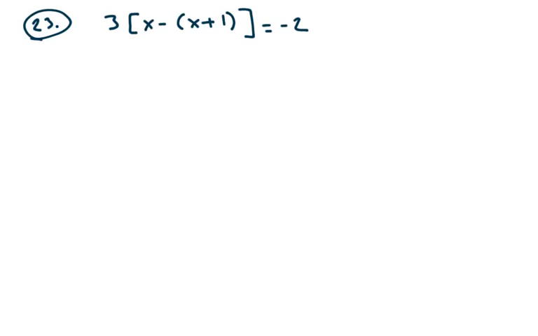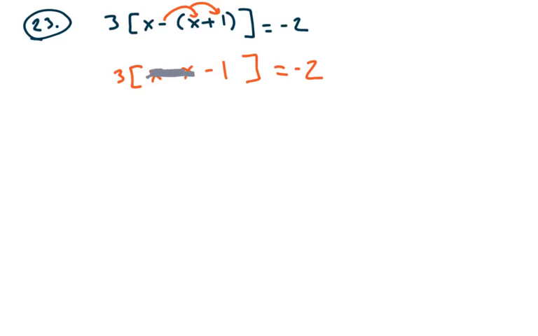Hopefully you've had a go at it. So what I would do is I would clean up the inside first. So I would distribute the negative x. And I'm going to get 3 brackets x, negative x, plus 1, close, equals negative 2. Now, hopefully you were looking at that and you were like, no, Mr. Anderson, that has to be negative. And that is correct. Okay, so something interesting happens here.